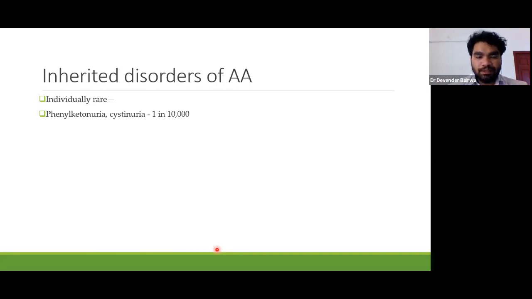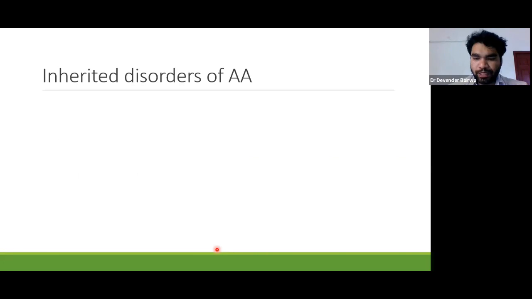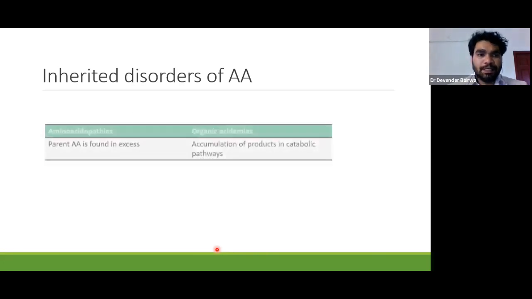So coming to inherited disorders of amino acids, if we see these diseases individually, they are rare, like phenylketonuria, cystinuria, their frequency is 1 in 10,000 newborns. And homocystinuria or alkaptonuria are also very rare, 1 in 2 lakh population. But when we see all these disorders of amino acids collectively, then their frequency is 1 in 1,000 newborns. That means 1 out of 1,000 children might have any of these defects. Almost all these disorders are transmitted as autosomal recessive traits, but there are some exceptions. You will see that in subsequent slides.